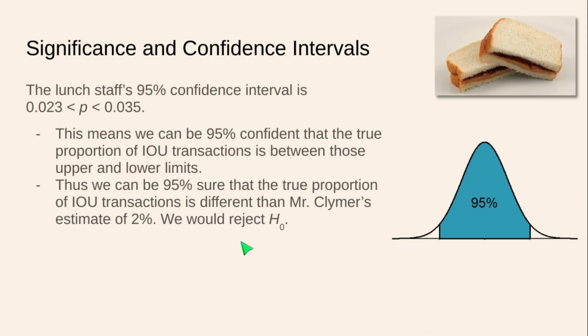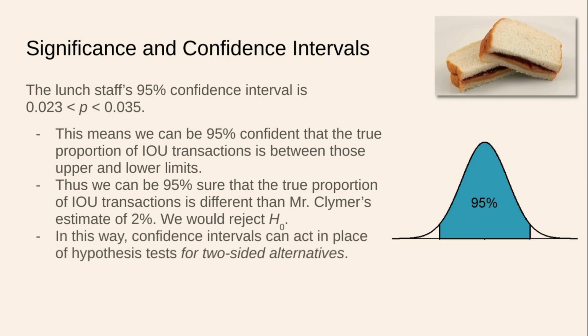You will notice that 2% is not within this interval, and we are 95% sure that p is within this interval. So this falls in the 5% where the proportion is probably not there. So since this 2% is not in this interval, we can be 95% sure not only that the true proportion is in here, but that this 2% is outside of it, and we would reject H sub 0.